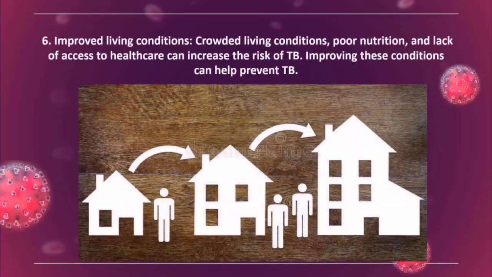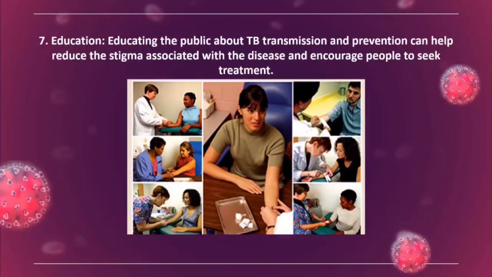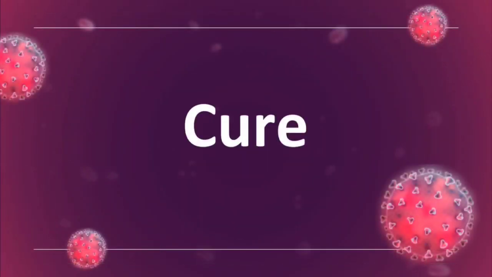Number 6. Improved living conditions. Crowded living conditions, poor nutrition, and lack of access to healthcare can increase the risk of tuberculosis. Improving these conditions can help prevent tuberculosis. Number 7. Education. Educating the public about tuberculosis transmission and prevention can help reduce the stigma associated with the disease and encourage people to seek treatment.